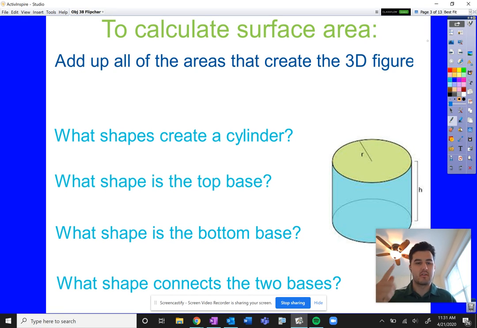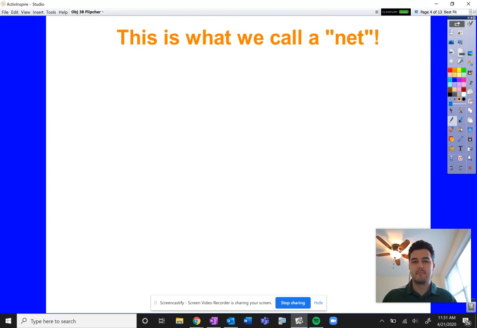So we want to think to ourselves, well, what shapes create a cylinder? What's the top? What's the bottom? What's in the middle? And this is really where this comes into play. So I'm going to show you what we call a net. So again, I got a can here.